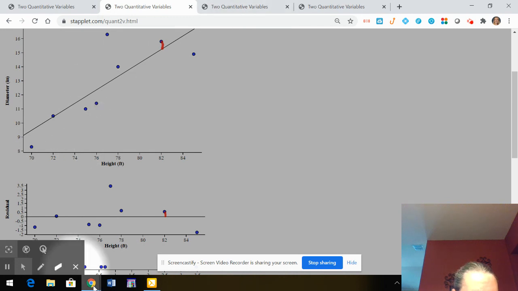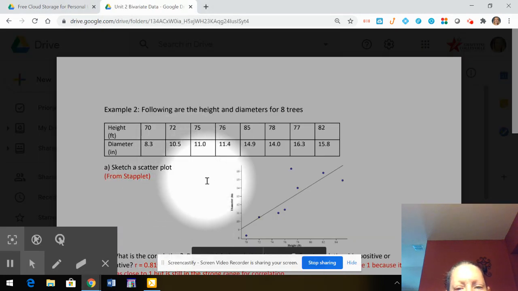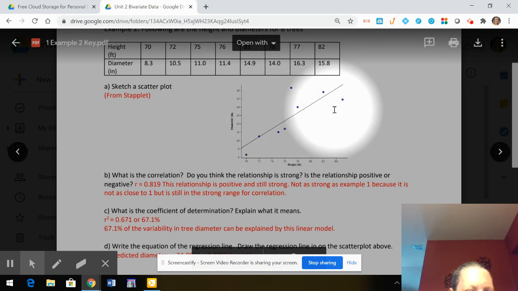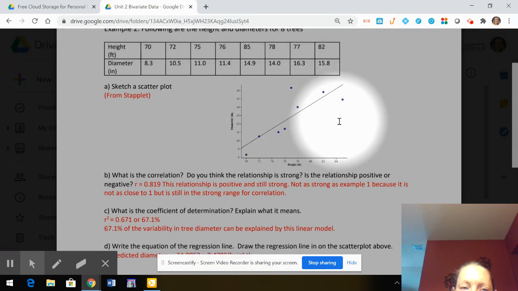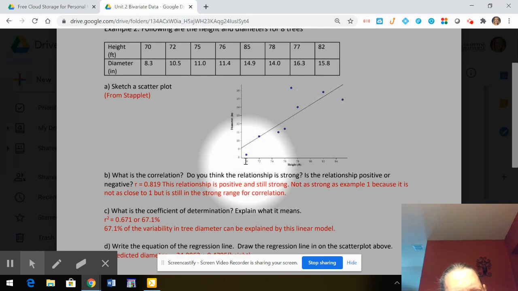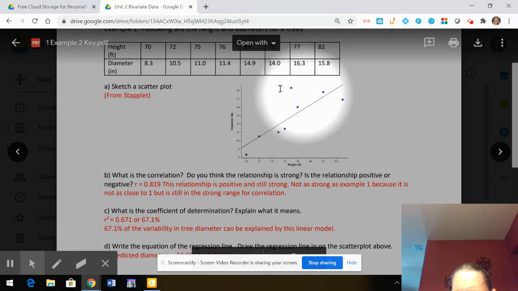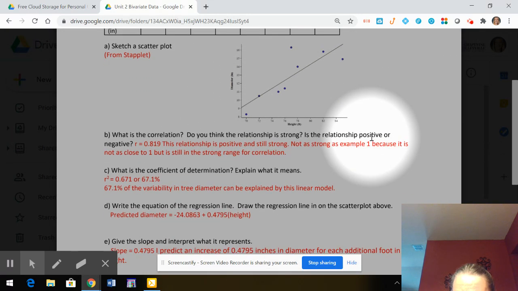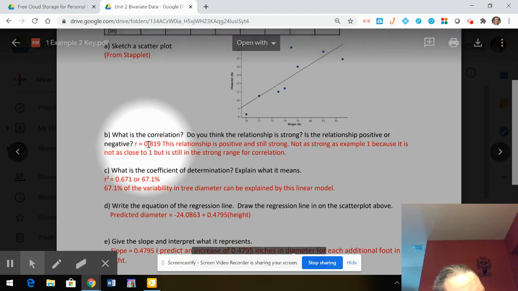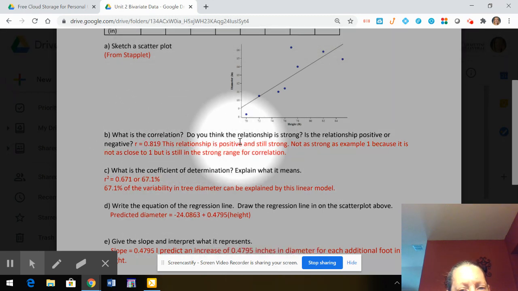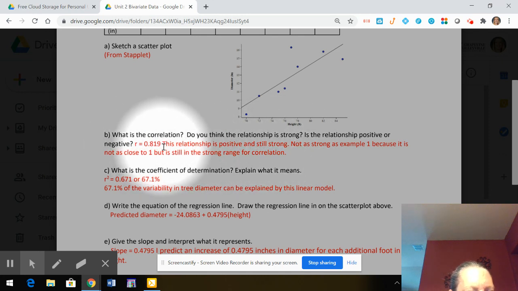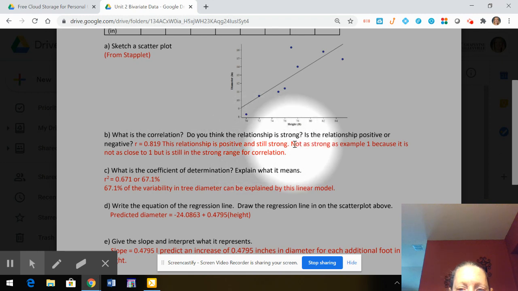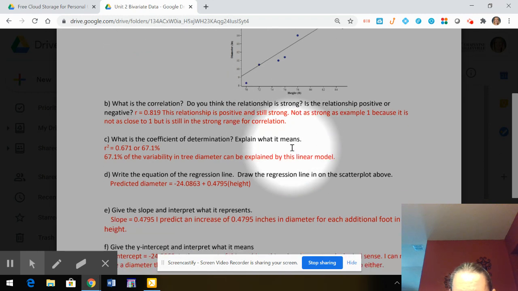So let's go back to my example now. Again, I cut and pasted this scatter plot from Statlet. Make sure that you type in good variable names with units of measure, because part of what you're graded on here is good communication on this graph. This runs just like the last example. This is not quite as strong a relationship. R is not as close to 1 as it was before. The relationship is still positive and still strong, just not quite as strong as the last one.